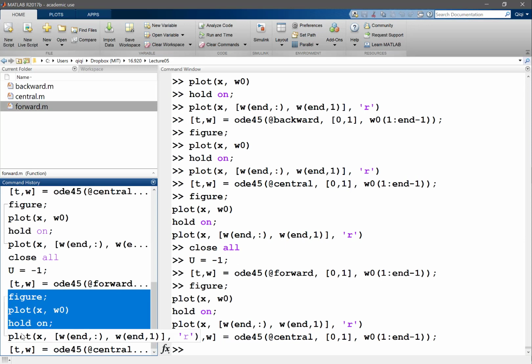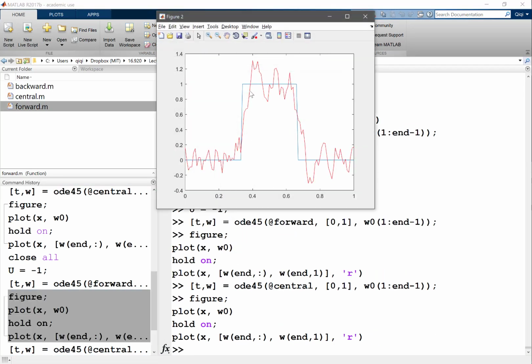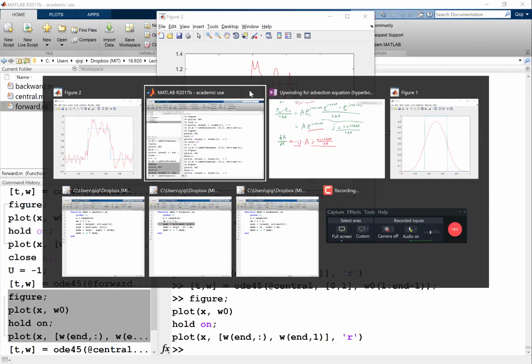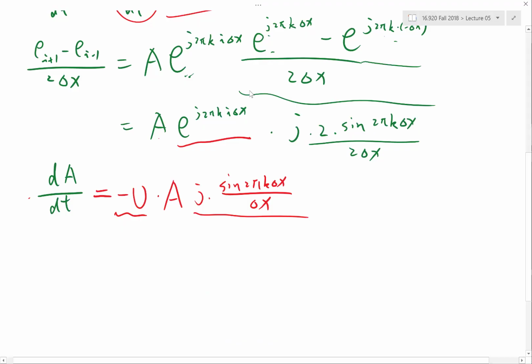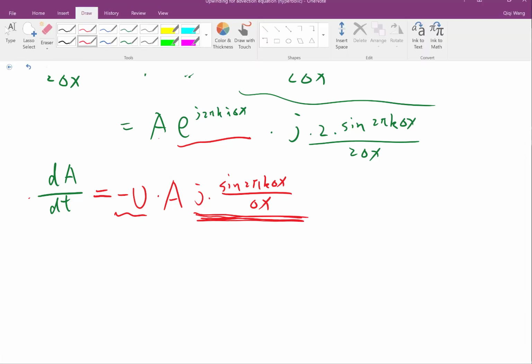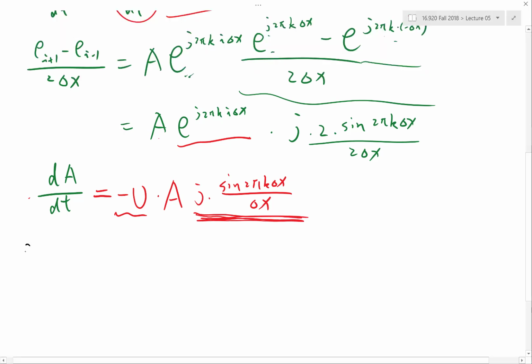the error we see in this? Yeah, where's the source of this oscillation? The source of the oscillation comes from the mismatch between this and the analytical solution. So remember, the analytical solution has dA/dt = -u times A times, remember what it is, 2 pi k.